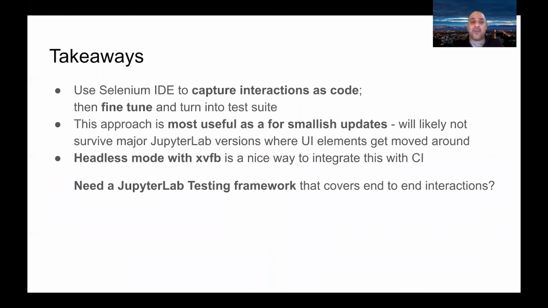All right, so that's all we've got. Takeaways here: you can use Selenium IDE to capture interactions as code and then fine-tune them into a test suite. This approach is really useful for capturing these kinds of small updates. Probably not great for things like major JupyterLab updates where UI elements get moved around. In that case, you'll probably have to rewrite your tests. And finally, using something like xvfb and headless mode, you can actually take this approach and just run it on a remote CI framework.